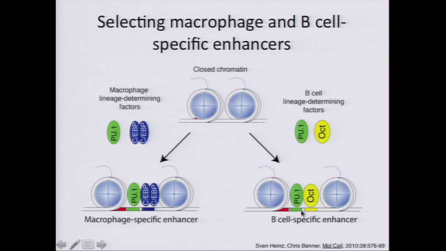Whereas when PU.1 binding sites were nearby binding sites for B cell lineage determining factors, such as OCT, then these regions of the genome would be occupied by PU.1, in this case, in a B cell specific manner. And what we really studied were the places in the genome where PU.1 and CBP were together. These places in the genome required what we called collaborative binding.